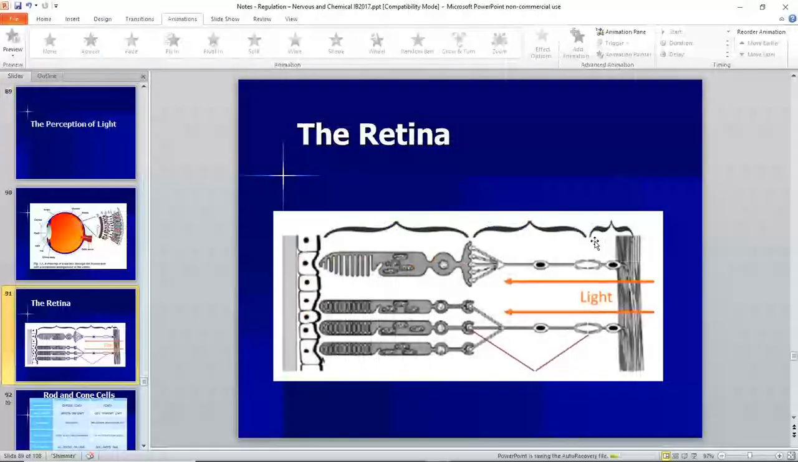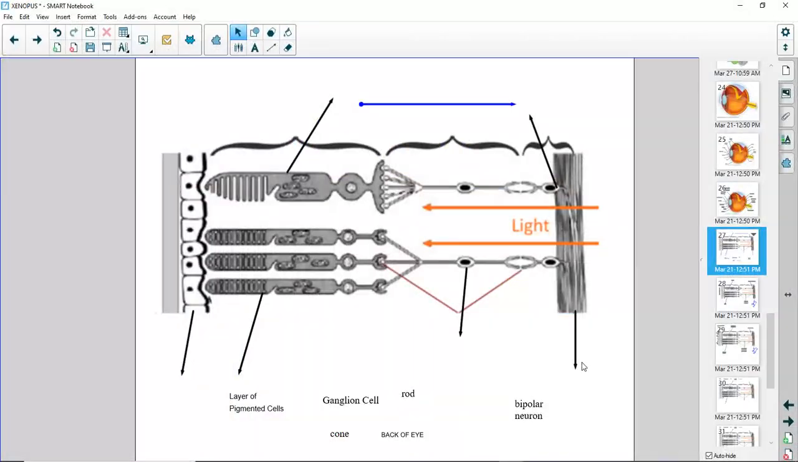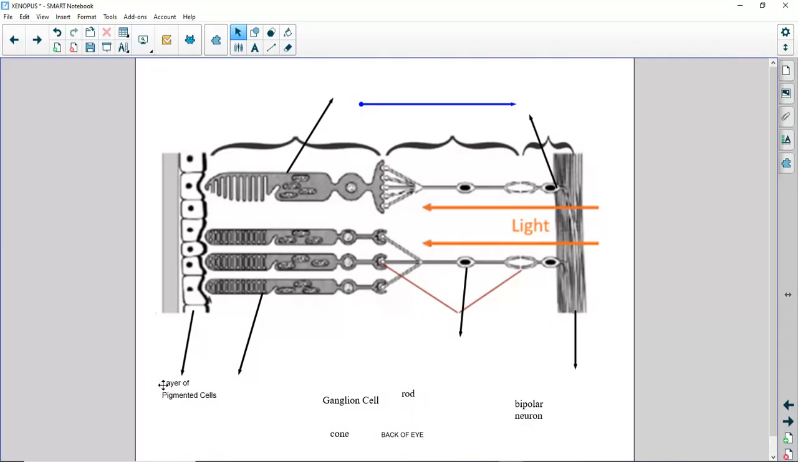I'm going to go to the smartboard. This is a diagram you're going to have to label. It's an easy one to label. I'm going to go from here this way with the diagram. So first off, let's start with the layer of pigmented cells.